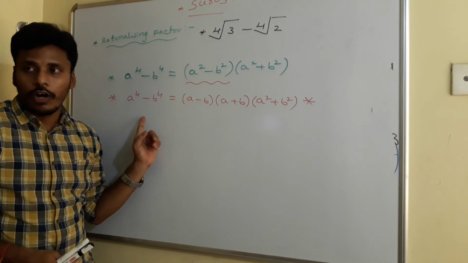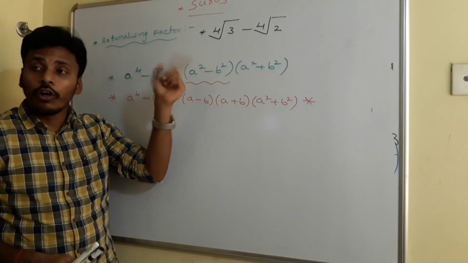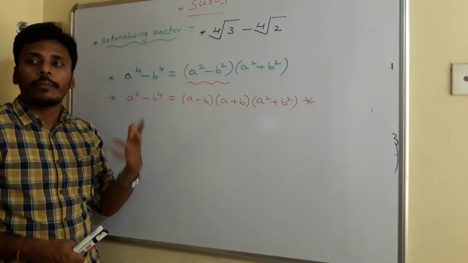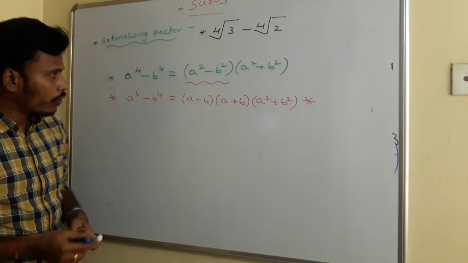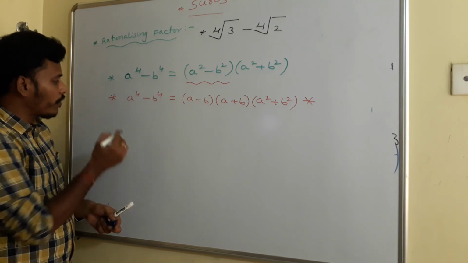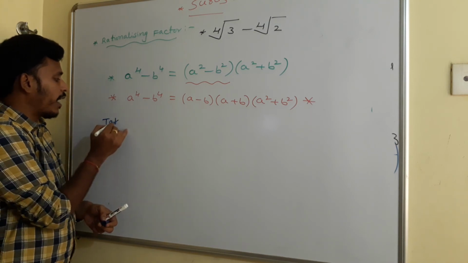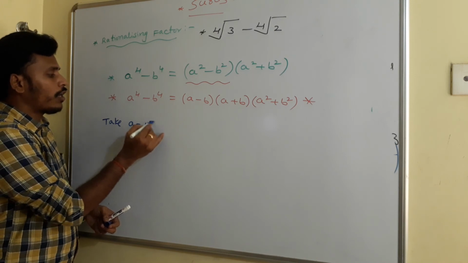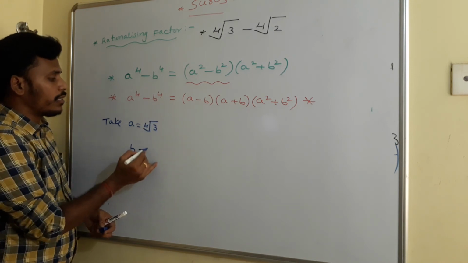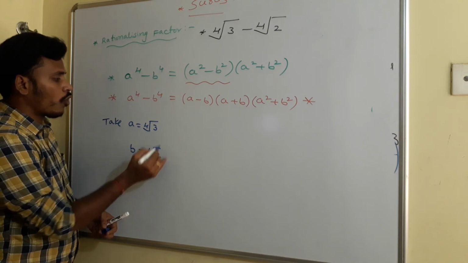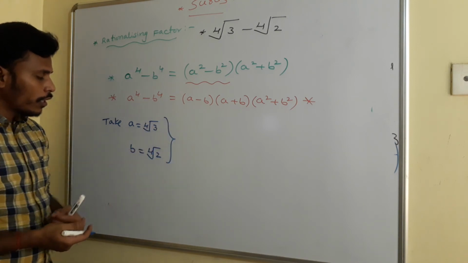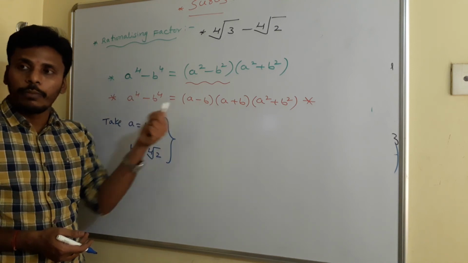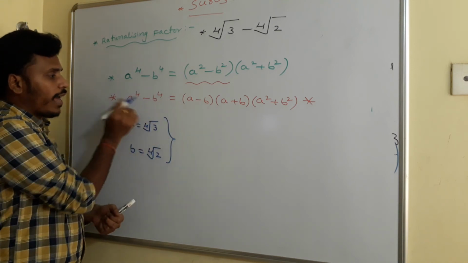Why did you select this formula? Because the problem involves surds of order 4, you need to use the identity a power 4 minus b power 4. Now again, as we discussed in the previous problem, you just take a equals fourth root of 3 or 3 power 1 by 4 and b equals fourth root of 2 or 2 power 1 by 4. If you take fourth root of 3 and fourth root of 2 in the place of a and b in this identity, what will happen?